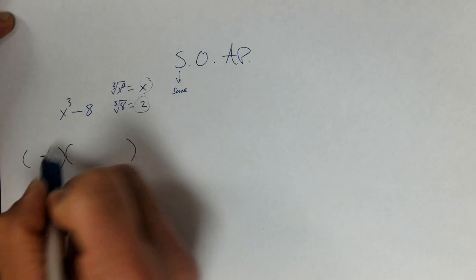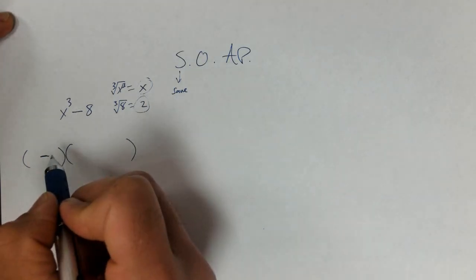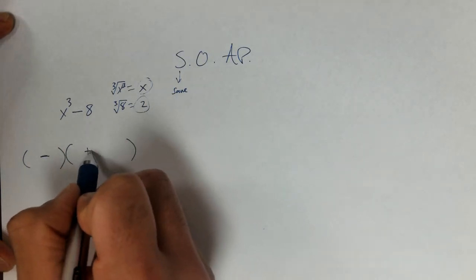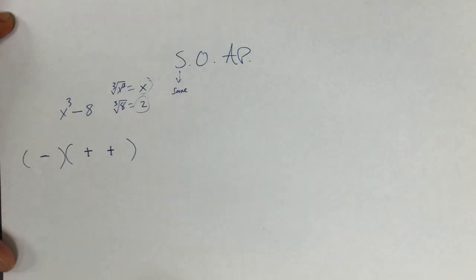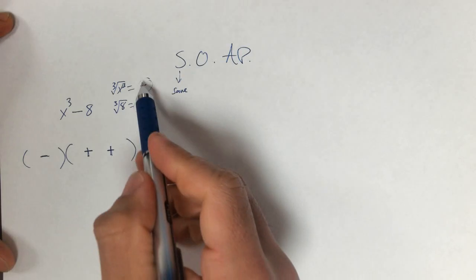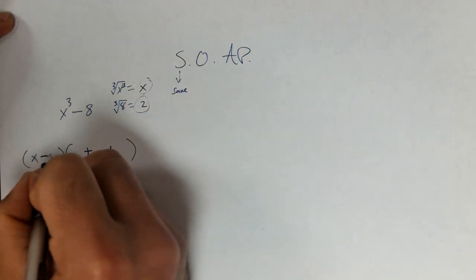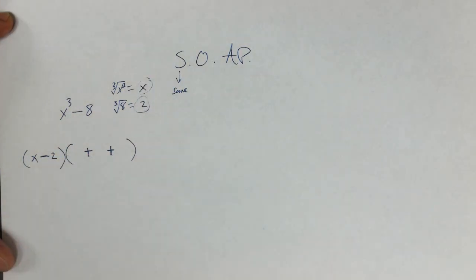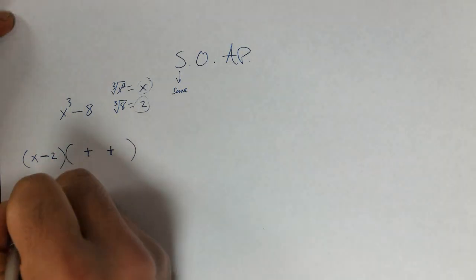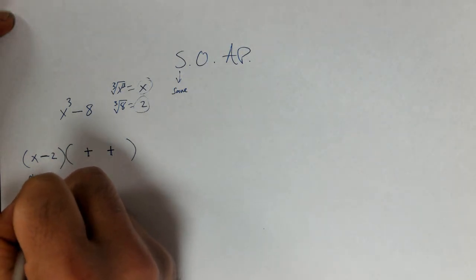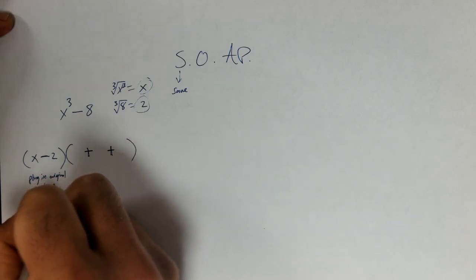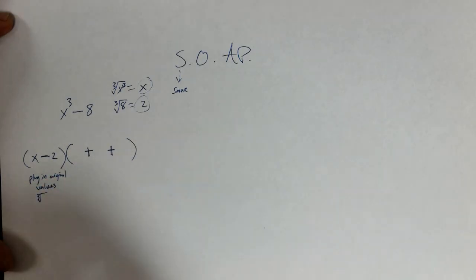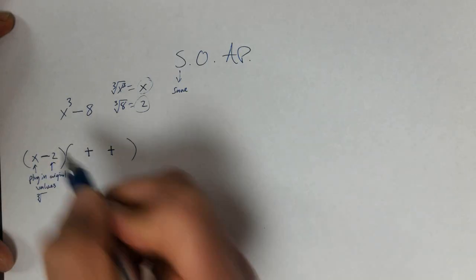So I start with a minus because it matches the problem. And then it's going to be the opposite. And then the last part is always positive. Let's fill in the blanks. X minus 2. We just plug them in. And then plug in the original values, right? The cube root in here and in here.